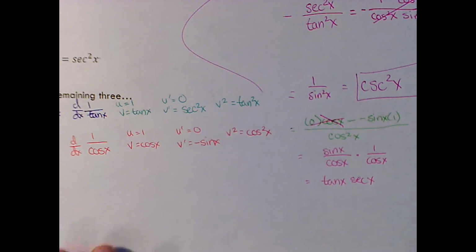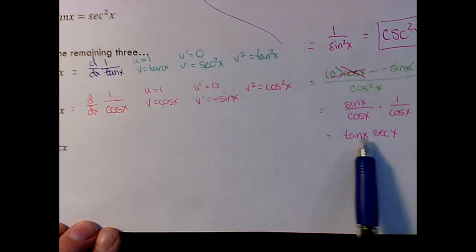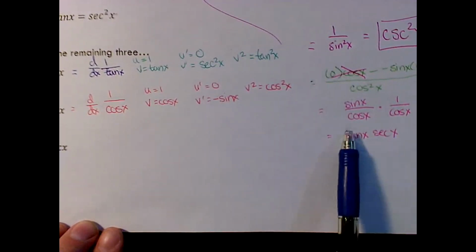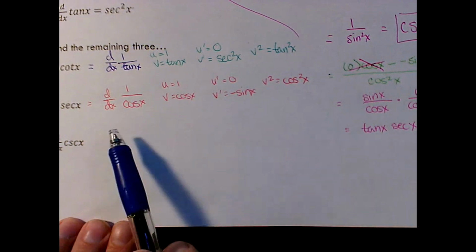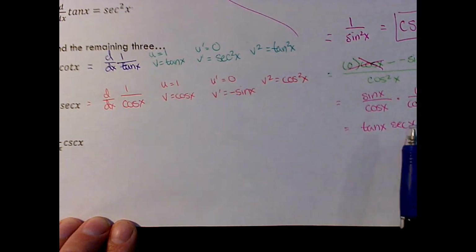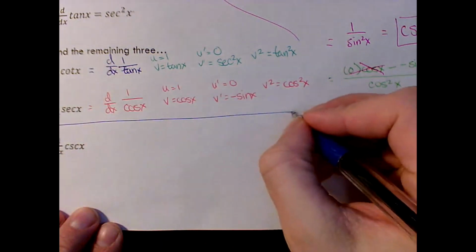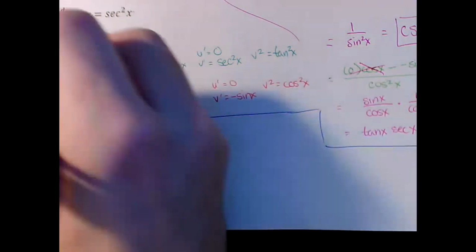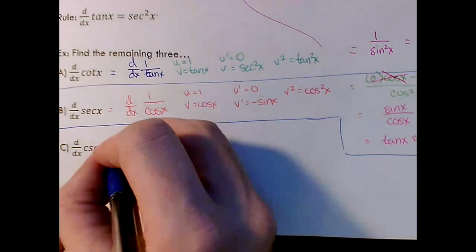How about this guy? How about the cosecant? And looking at this, you probably have a prediction of what cosecant is going to be. If secant x becomes tangent x secant x, then you could probably look at that and say, I think I know what's going to happen. And you're probably right. But we'll see.